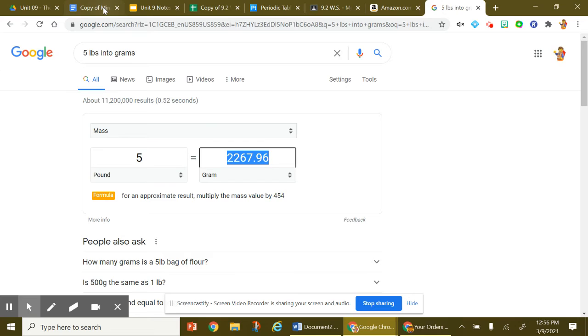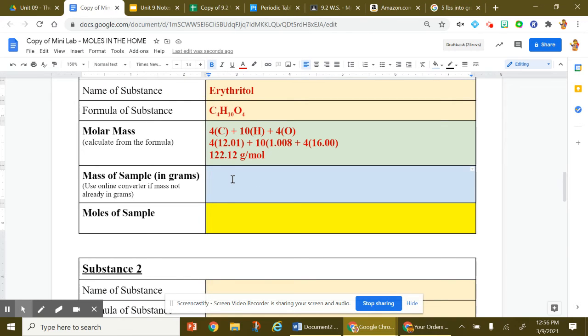2,268 grams. All right, so I have 2,268 grams of erythritol because that's a 5-pound bag. I just looked up what is 5 pounds in grams. Hopefully, most of your food items will give you units in grams, but if not, just take the pounds or the ounces or whatever, convert it into grams.